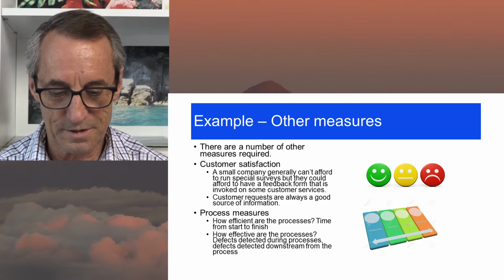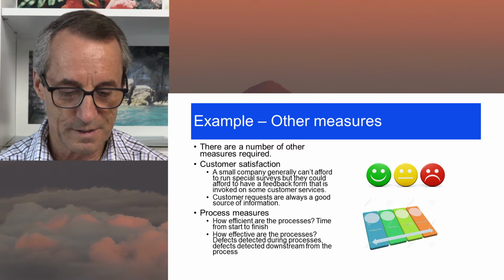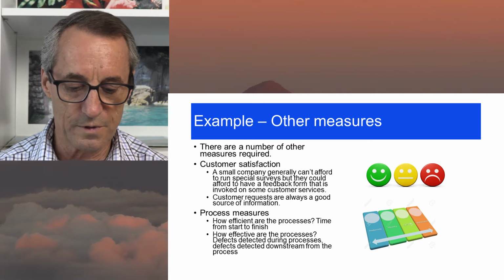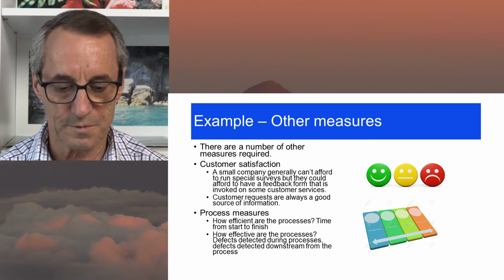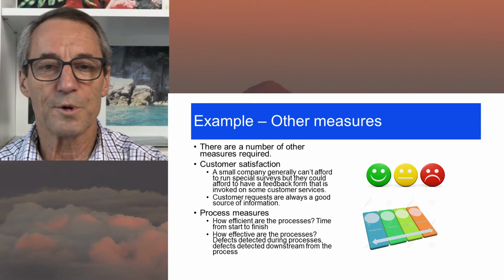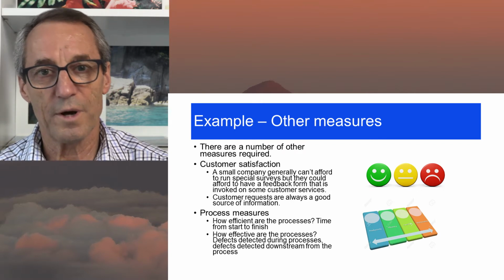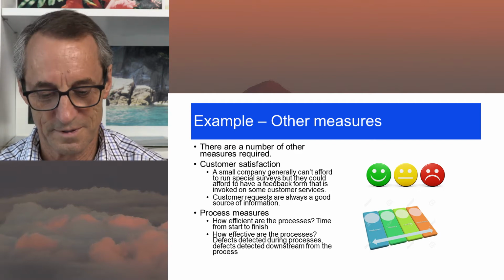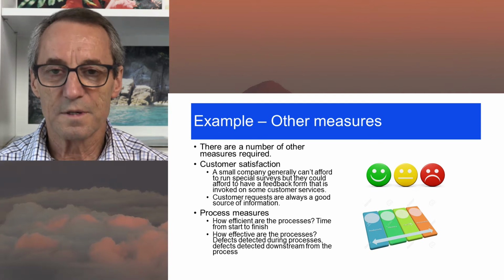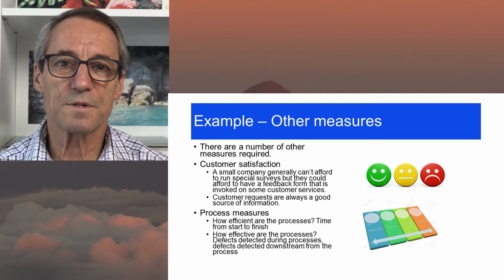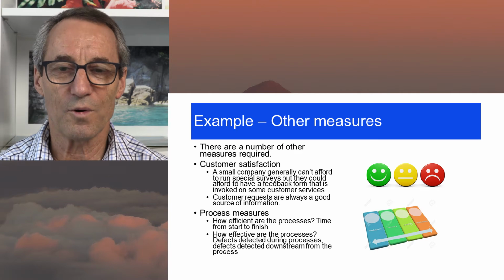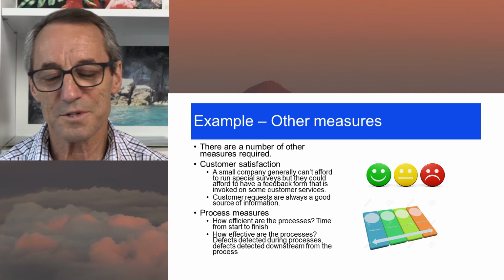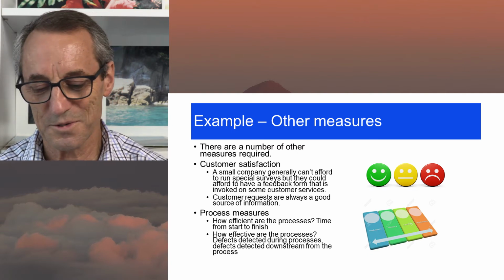Other measures that could be used: customer satisfaction. A small company can't afford to run specialized surveys, but they could afford to have a feedback form that's invoked in some sort of customer survey. I don't know about you, but that annoys me. I keep getting asked all the time, well, how well did we do? Well, you asked me that last week. I told you last week. Customer requests are always a good source of information. Just look at your complaints backlog. It's a very good source of information. It doesn't tell you necessarily that you're doing well, it tells you what you're not doing well.